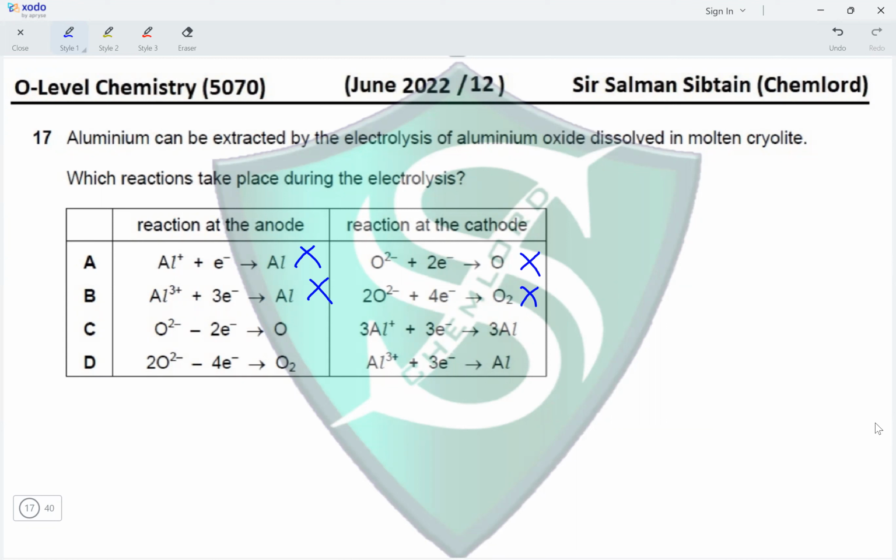Oxide ions on losing 2 electrons form an oxygen atom. No, a molecule of oxygen is formed. So automatically option D becomes correct. And in the case of aluminum, Al has a 3+ charge, not a charge of +1. So option C is wrong, making option D the correct option for this question.